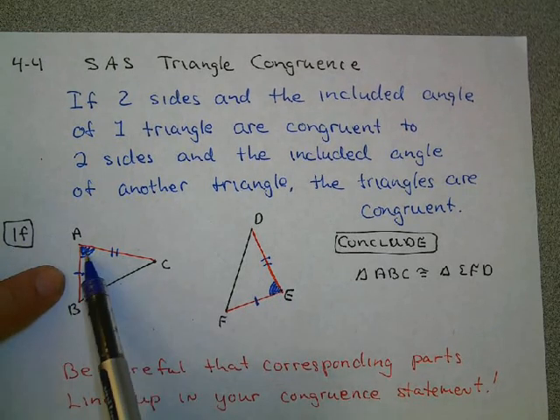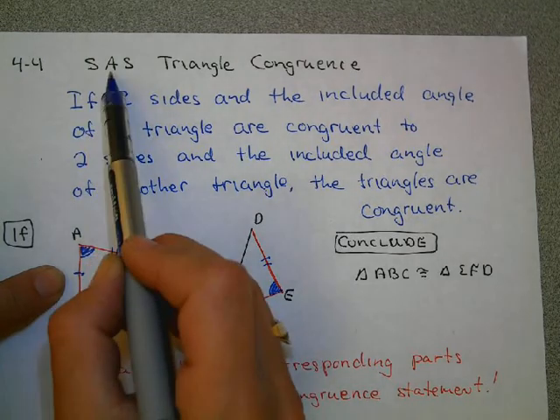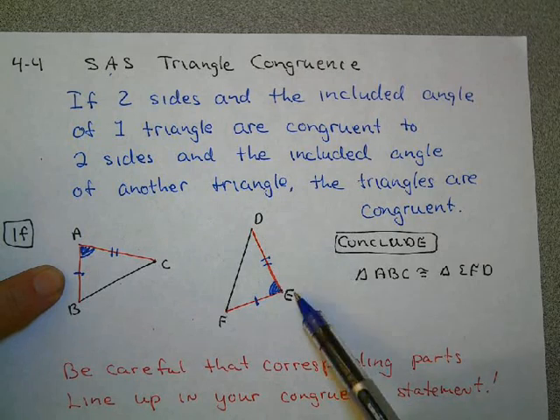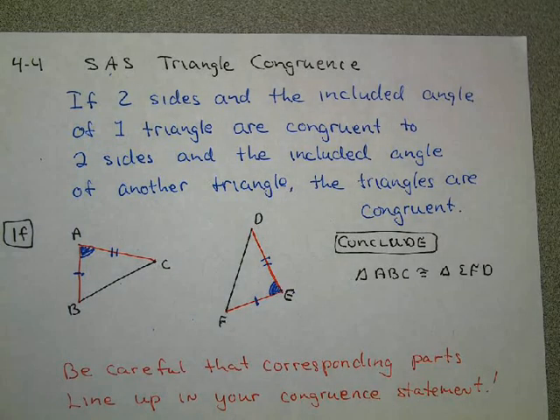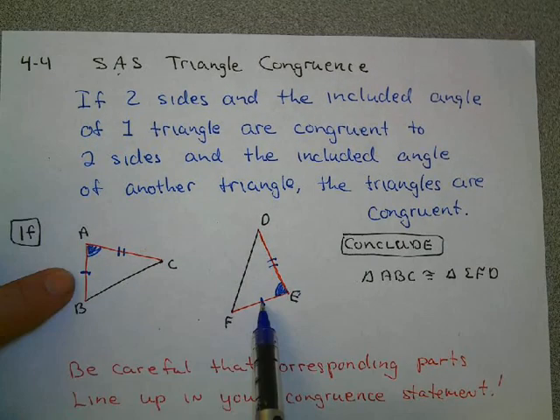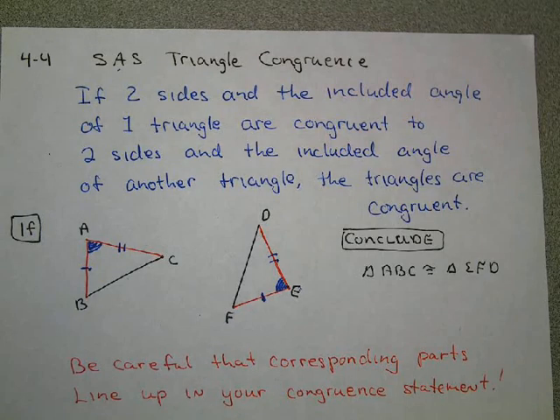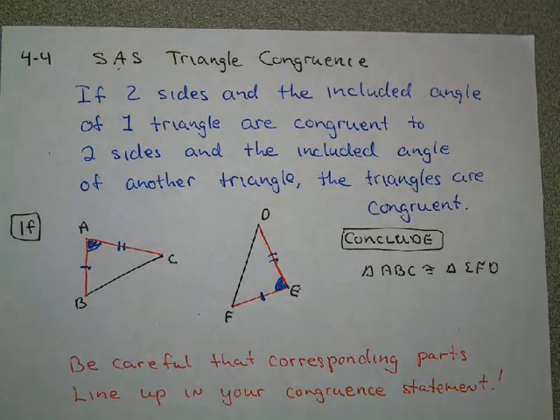And then over here I've got triangle DEF. We want to show those are congruent. Well, because we see a pair of sides, a pair of angles, and a pair of sides, we can conclude that they are. Again, be careful to line up those corresponding parts in your congruent statement. So, how does that look in a problem? Use side, angle, side, triangle congruent.